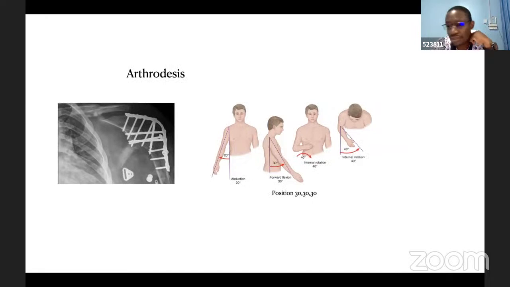The last option that one may offer the patient is arthrodesis when things have failed. And the position to fuse this, when you're a registrar, you're taught the simple mnemonic of 30, 30, 30: 30 forward flexion, 30 internal rotation, 30 abduction. But you can vary that a little bit.